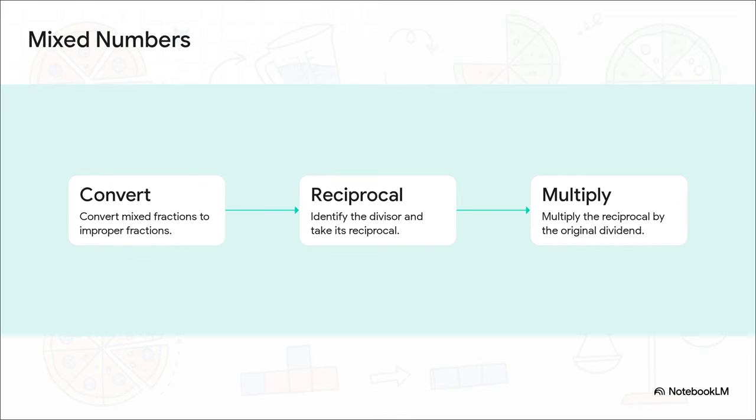Step 1, convert those mixed fractions. Step 2, identify your divisor and flip it to get the reciprocal. And step 3, multiply. So let's say we're dividing 3 3/4 by 1/4.